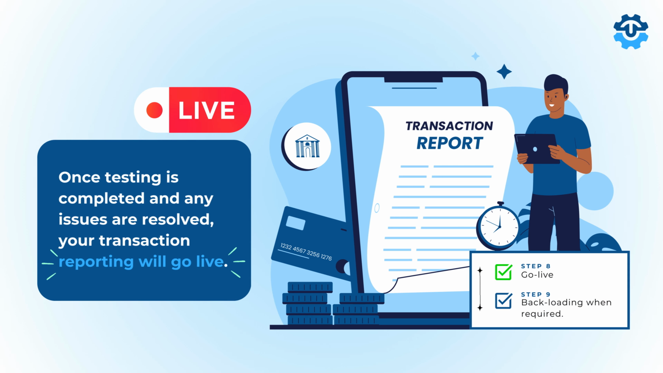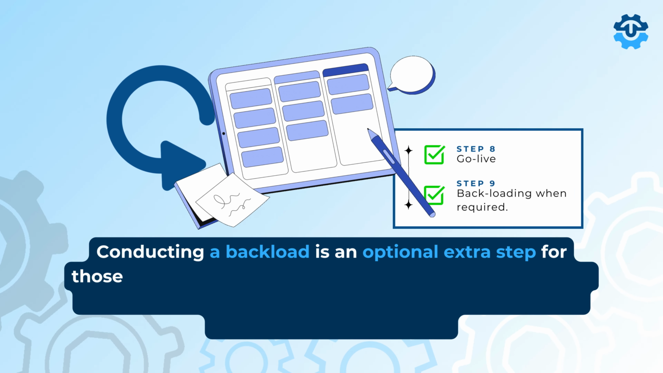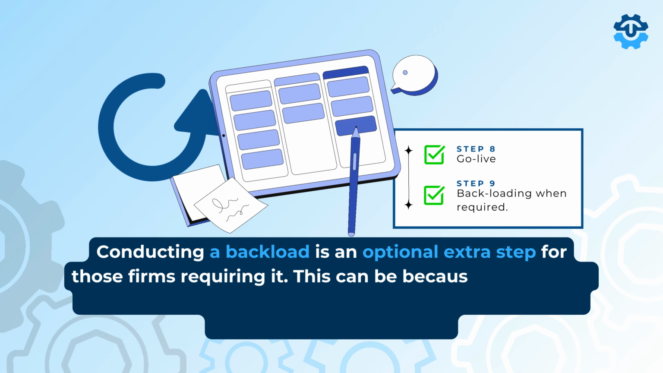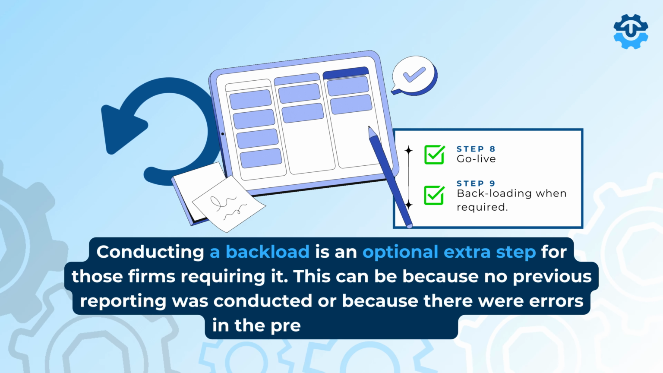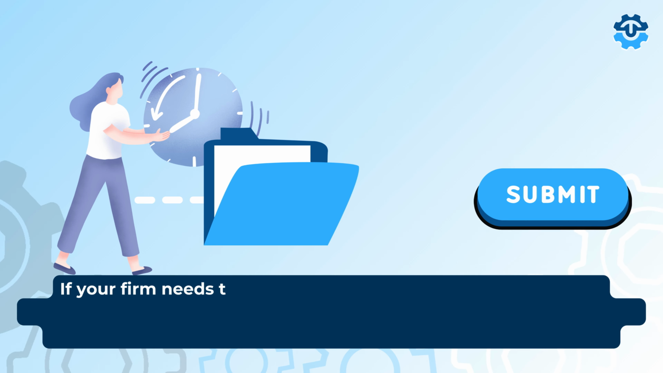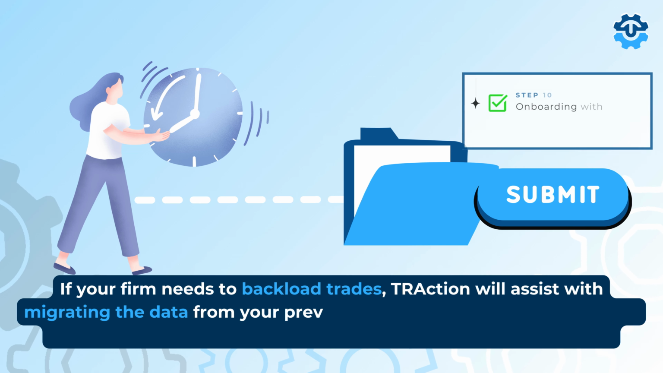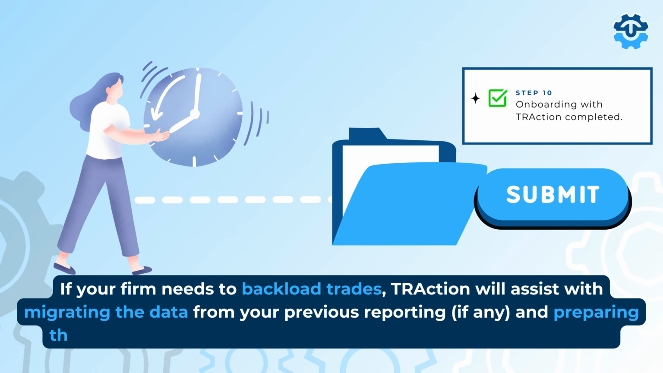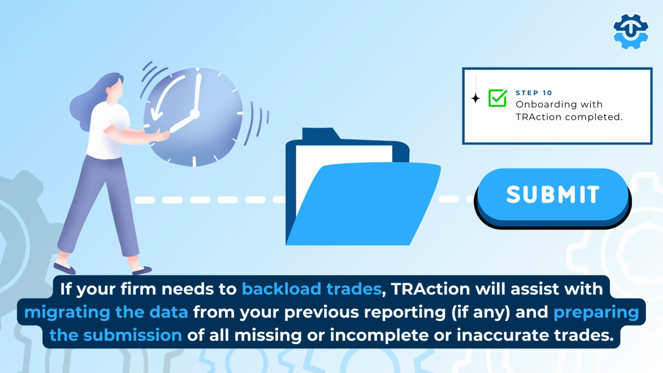Once testing is completed and any issues are resolved, your transaction reporting will go live. Conducting a backload is an optional extra step for those firms requiring it. This can be because no previous reporting was conducted or because there were errors in the previous reporting. If your firm needs to backload trades, Traction will assist with migrating the data from your previous reporting, if any, and preparing the submission of all missing or incomplete or inaccurate trades.